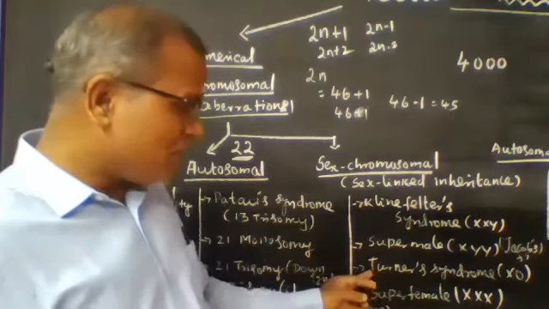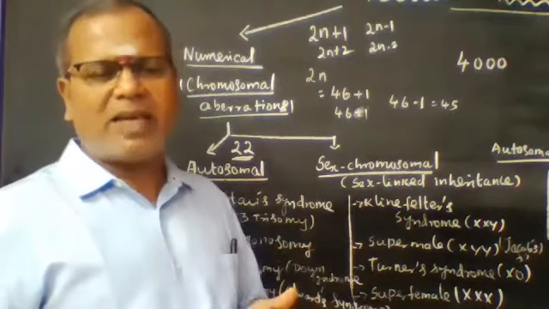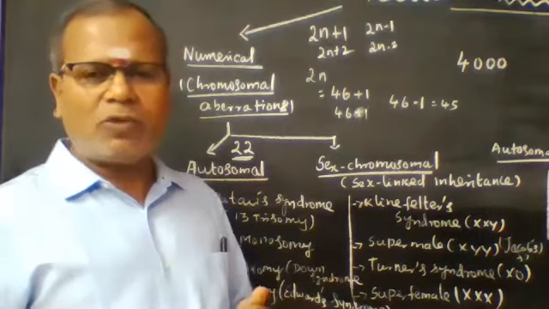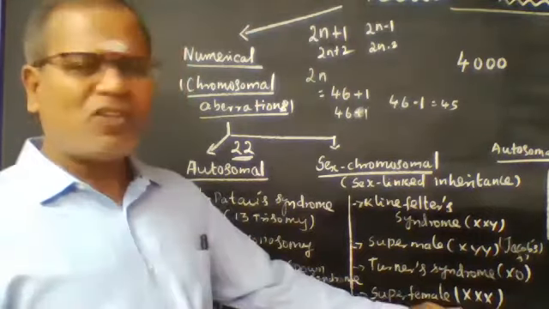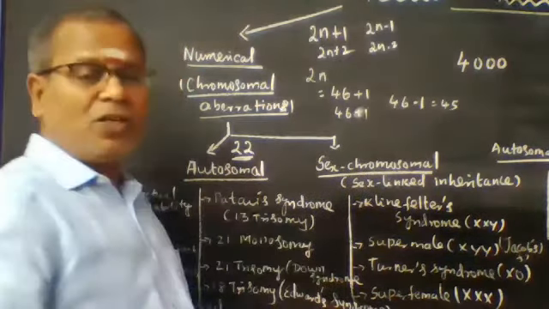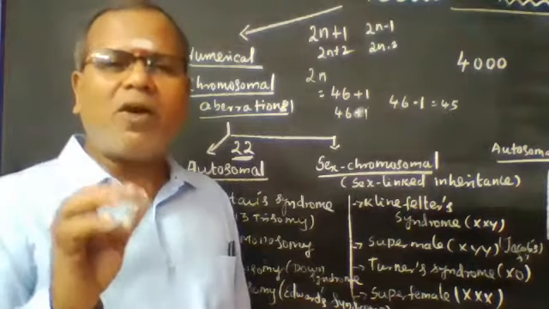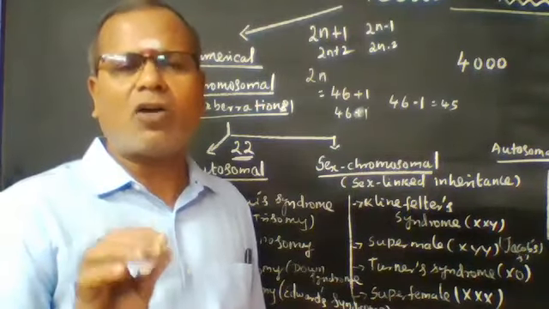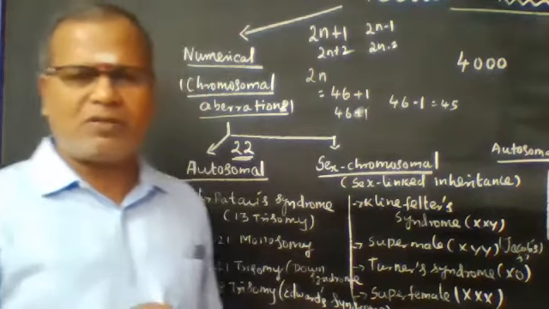Third is Turner syndrome, where one chromosome is less. Instead of 46, they have 45, only one X chromosome. And super female with three X chromosomes. All these defects are due to irregular meiosis or non-disjunction of sex chromosomes or autosomes during meiotic cell division.